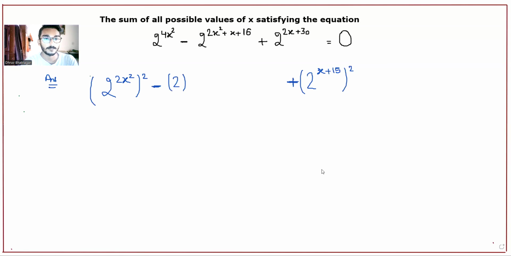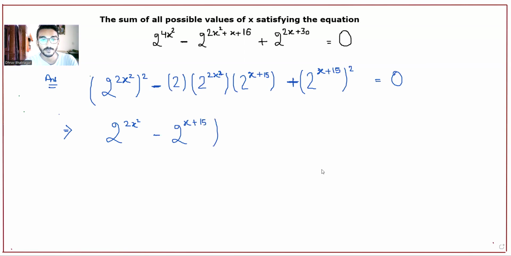So is it being verified? It is being verified here that 2A, what is the A? 2x square. And what is B? 2 raised to the power x plus 15. If I compare the powers, the second term is being compared. 2x square is there, x is there, and 15 plus 1 is 16. Everything is verified. Means it is a perfect square. It is an identity of a square minus b square, where these are the a and b. And it is equal to 0.